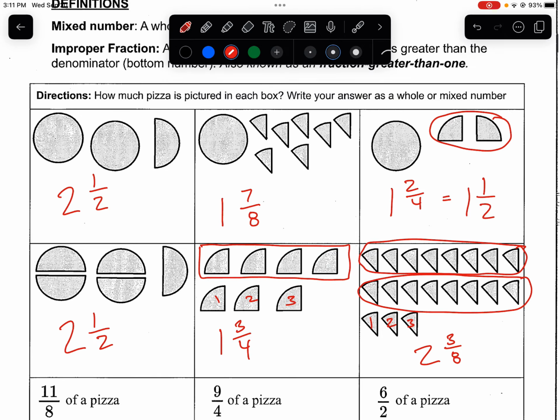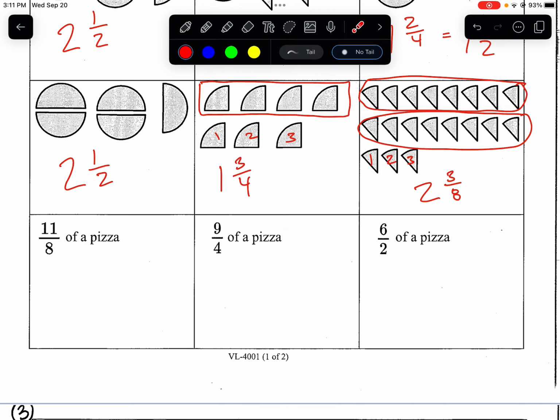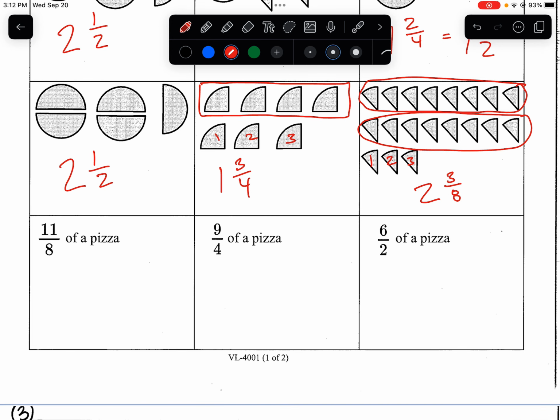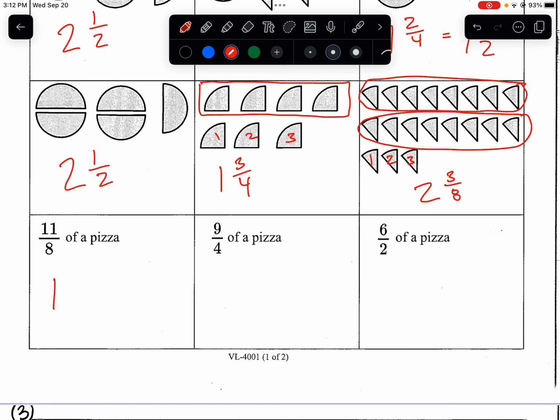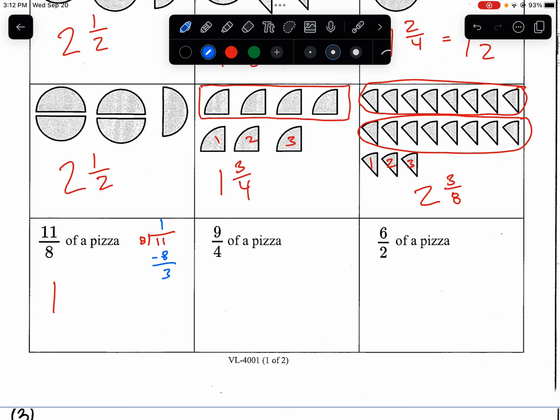Now, instead of having pictures, it just says we've got 11/8 of a pizza. How many whole pizzas can I make from 11/8? Well, it takes 8/8 to make a whole pizza, and then I would have 3 left over. So basically you're dividing. 11 divided by 8 is 1, and then 1 times 8 is 8, and then we subtract, and we have 3 left over. That's a remainder of 3, which we could turn into a fraction. We could say 1 pizza and 3/8 of a pizza. So 11/8 is 1 3/8.